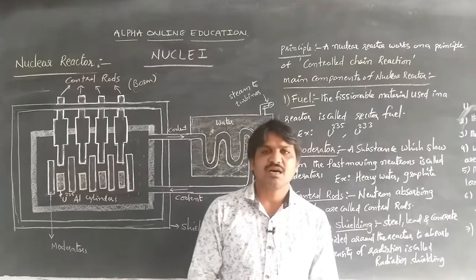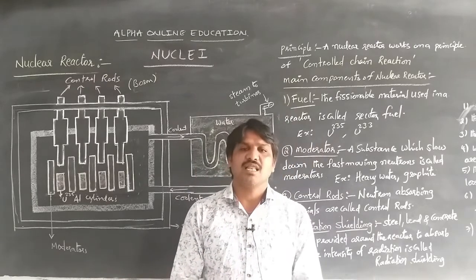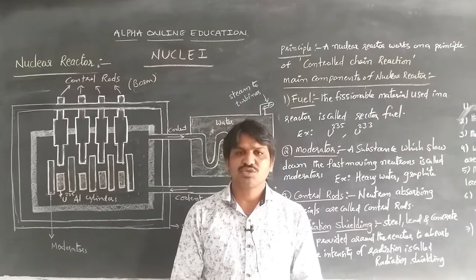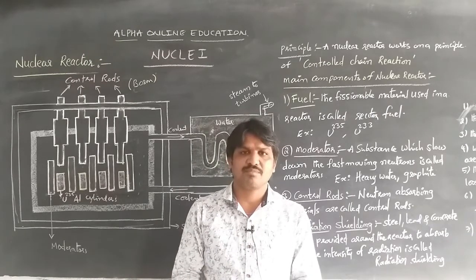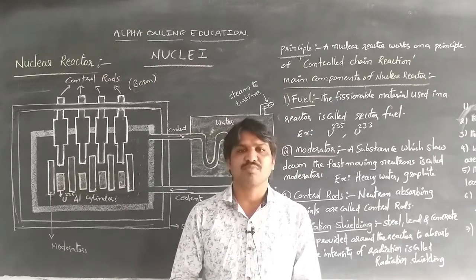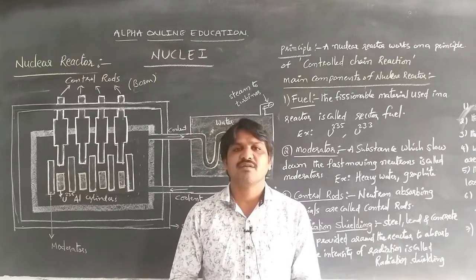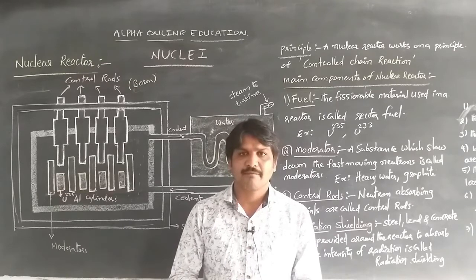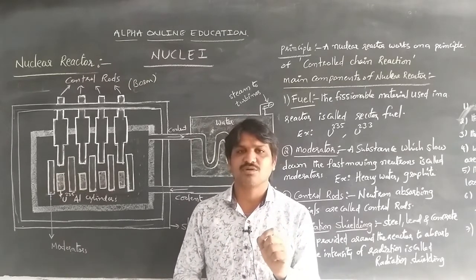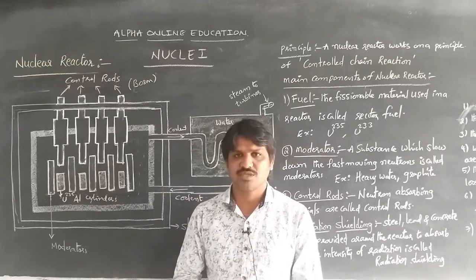If the K value is less than 1, meaning the ratio of the number of neutrons in the present generation to the number of neutrons in the previous generation is less than 1, then the chain reaction stops. That is called a subcritical state, as we know.